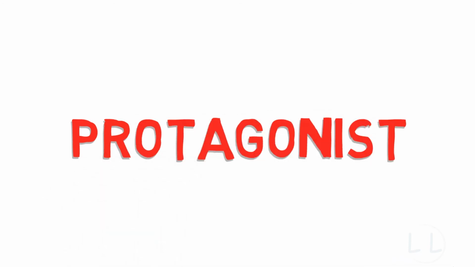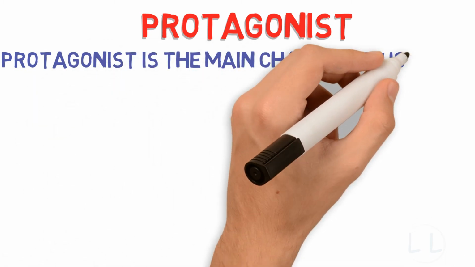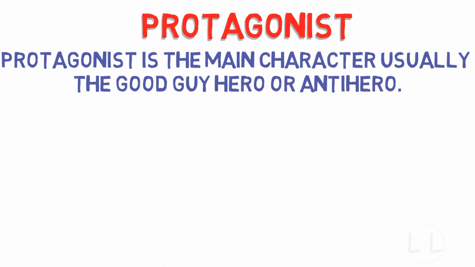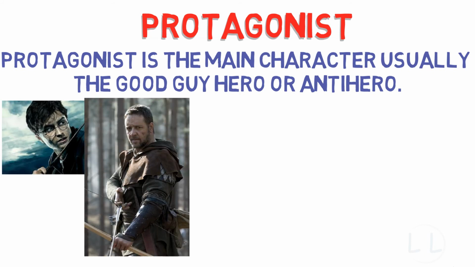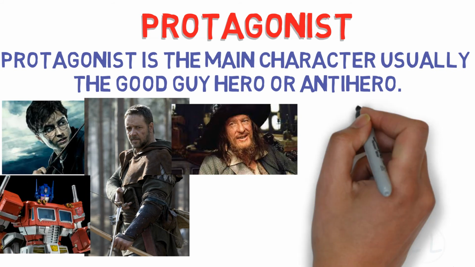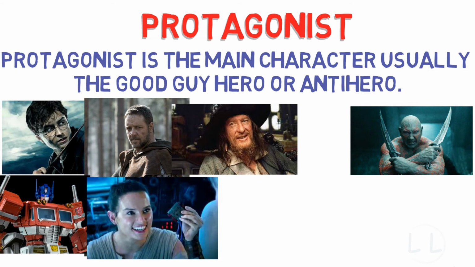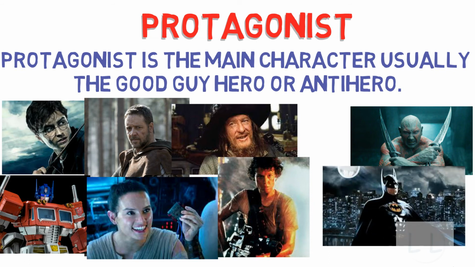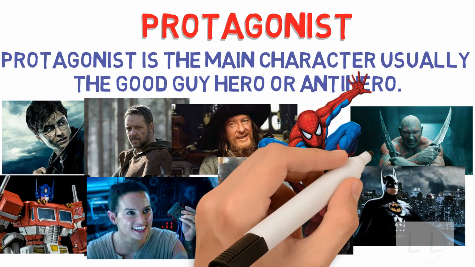A protagonist is the main character, usually the good guy, a hero or anti-hero. The story is about the protagonist. For example, you have a boy wizard, or a prince of thieves, a captain of a ship, a robot in disguise, and an avenger. Even a Mary Sue is a protagonist. A protagonist can be a female, strong, fighting for good, a dark knight, a vigilante, or even a web slinger.